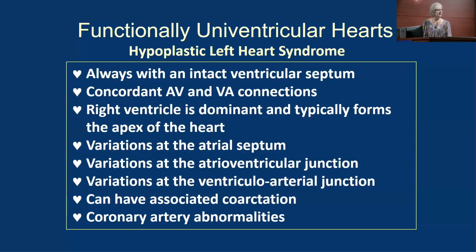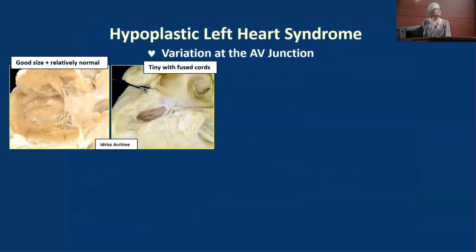The specimens that have the phenotype with mitral stenosis and aortic atresia are those that typically have coronary artery to left ventricular fistulas. We did recently publish a large series in 2018 where we looked at the coronary artery anomalies in hypoplastic left heart syndrome, and there can be other anomalies other than just the fistulous connections. So there's variation at the atrioventricular junction, and here you can see a relatively good-sized mitral valve. Even though it's stenotic, it has a relatively normally formed valvar apparatus.